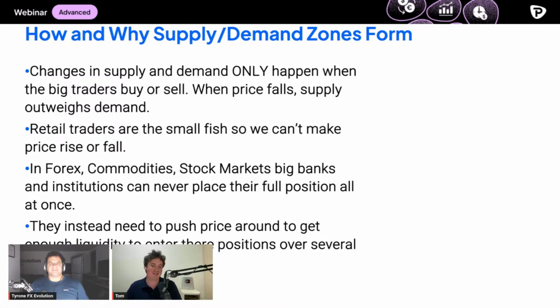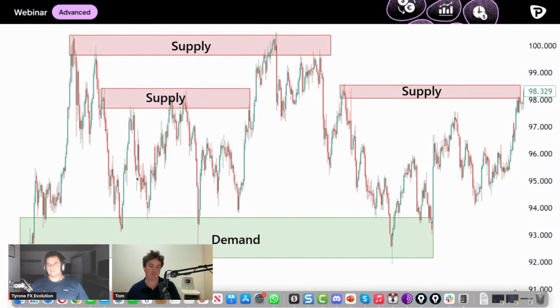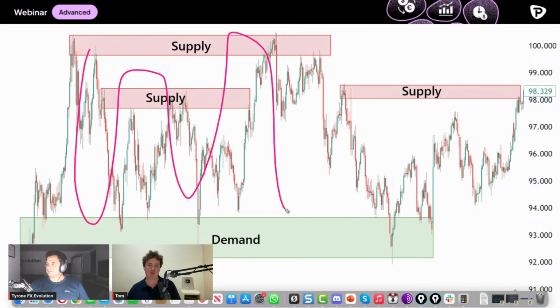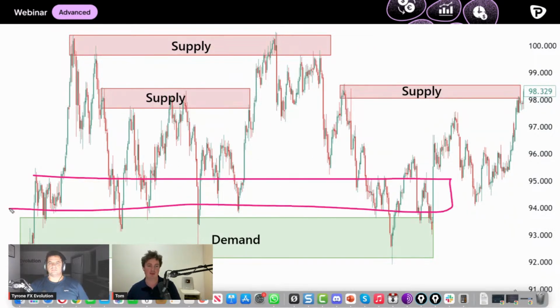In forex, commodities and stocks, market makers and big banks and institutions can never place their full position at any time all at once. So we know that already. So really, what we're doing here is we're looking for these areas or zones, and then we're going to pull our volume profiles over the top of them. So what if we knew that through all of this structural area, the most traded zone was here? What if we knew that? And I would say it probably is, based on the price action I'm seeing here on the charts.